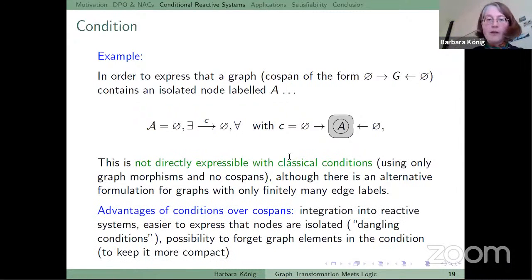But is there any advantage of the Cospan conditions? Well, you're a bit more expressive. It's easier to integrate them into the reactive systems. It's easier to express that nodes are isolated, so these kinds of dangling conditions. And you also have the possibility, this is for convenience, to forget graph elements in the condition. Otherwise you always have to keep the left-hand side and extend it with more and more stuff. But in this case, you can forget. Actually, other logics also handle this. They have some syntactic sugar for doing this.